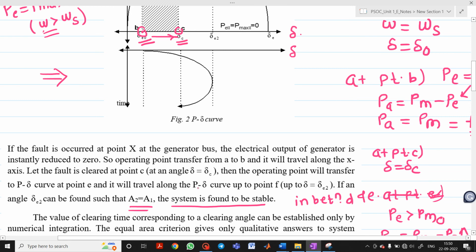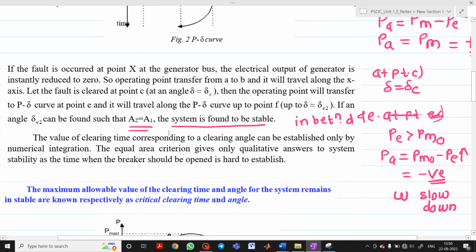Now we have to discuss a very important point here: critical clearing time and critical clearing angle. The value of clearing time corresponding to clearing angle can be established only by a numerical integration. The equal area criteria gives only a qualitative answer to the system stability, as the time when the breaker should be opened is hard to establish.